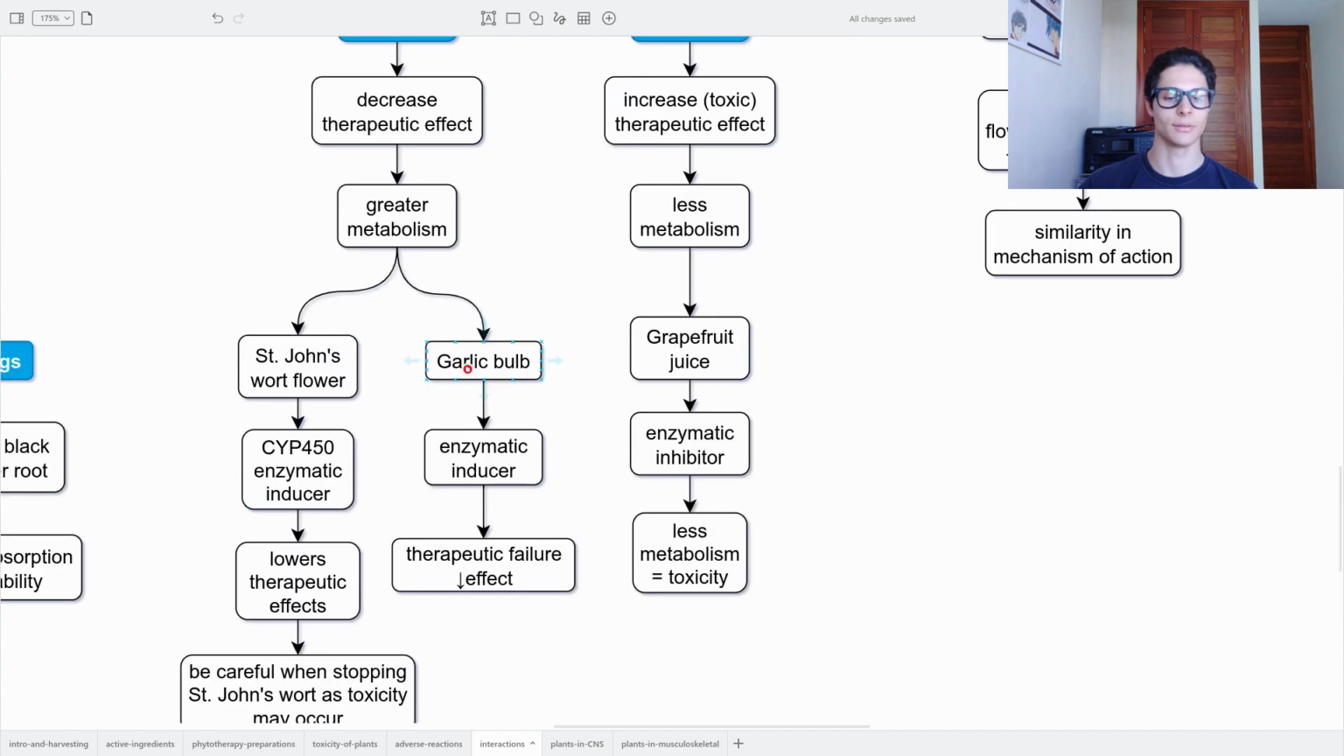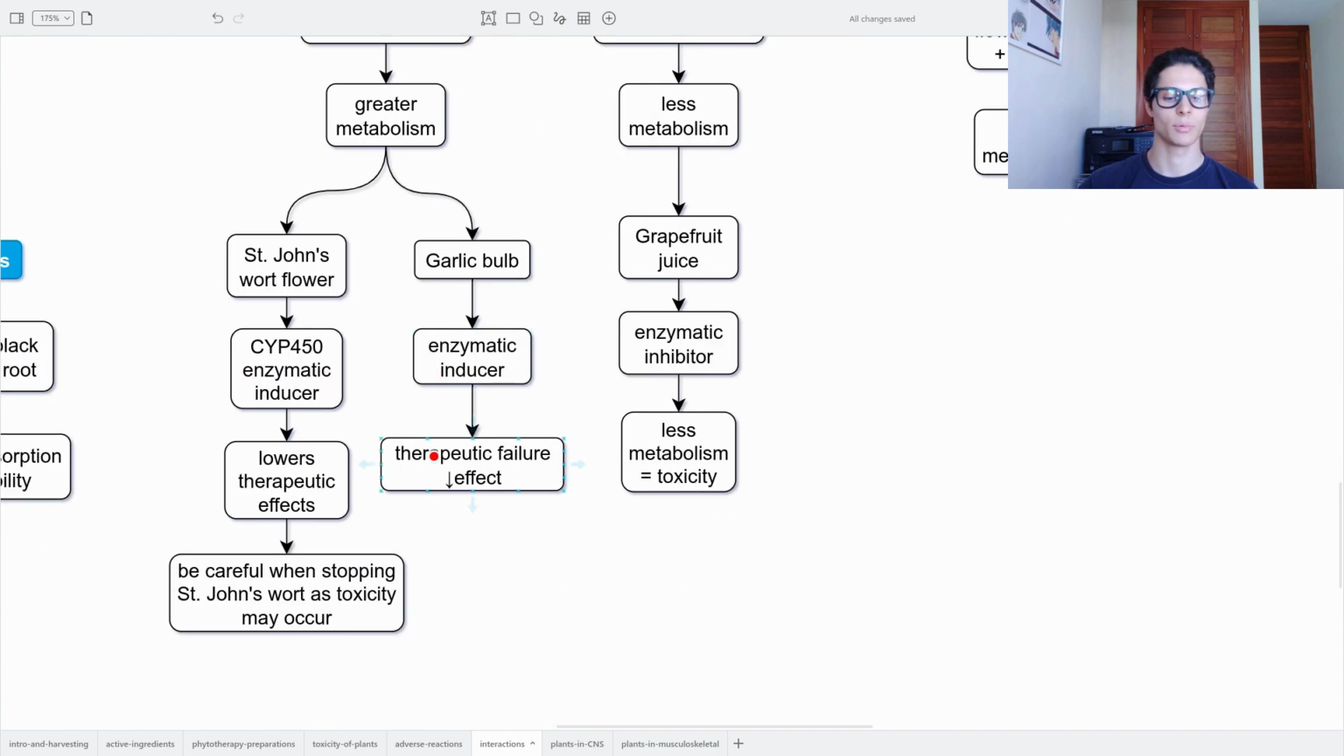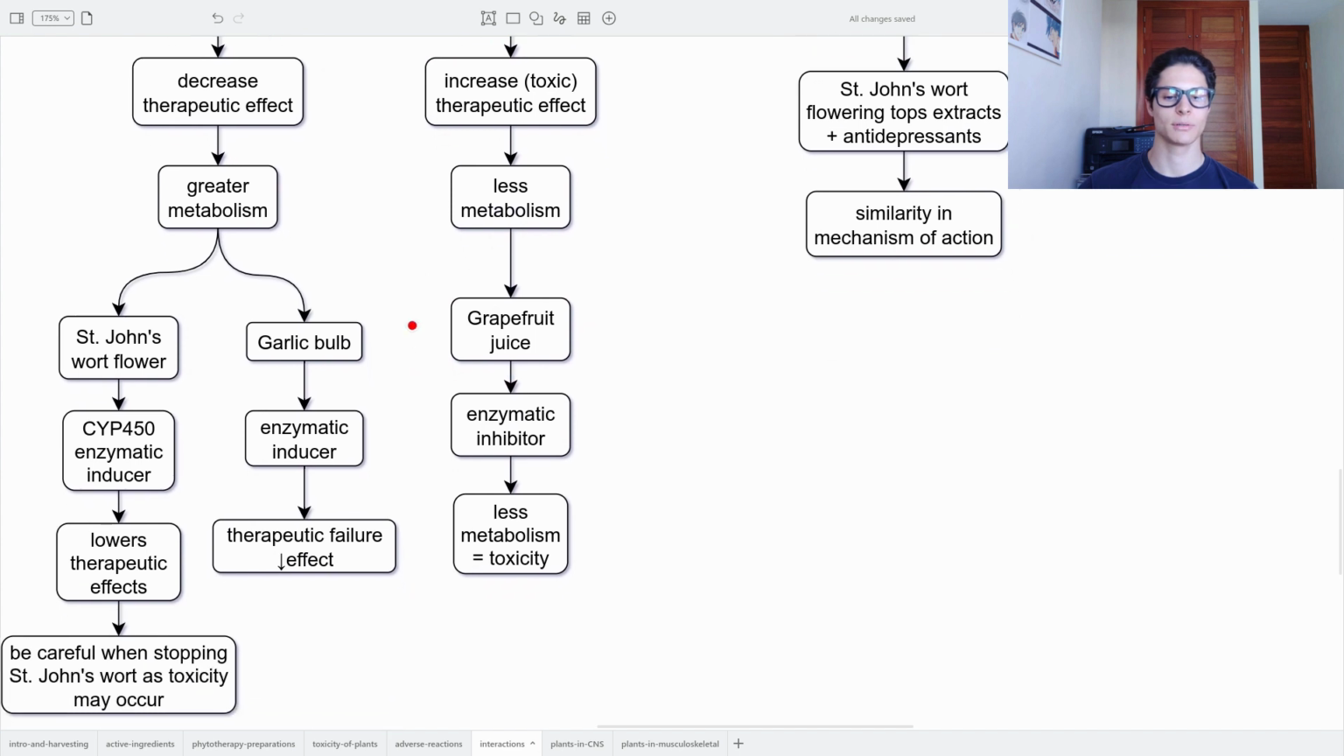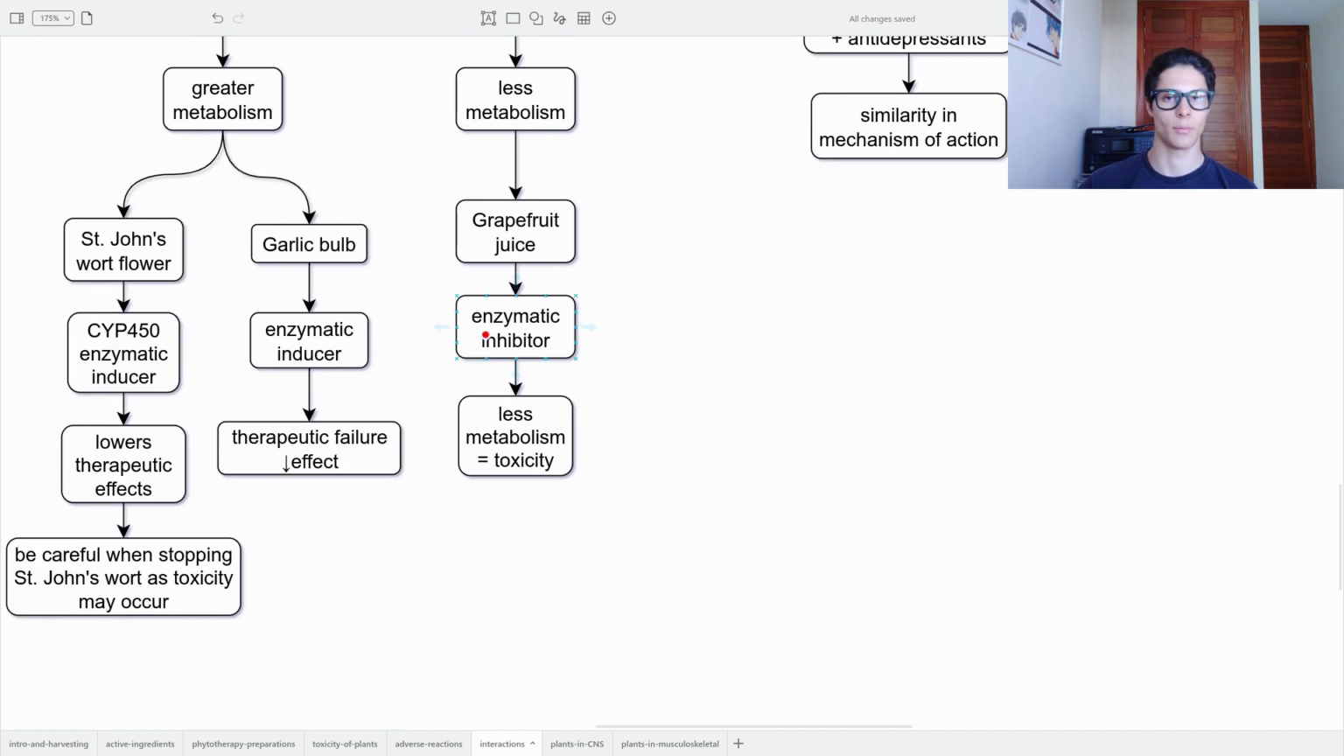And another inducer is the garlic bulb, which will lead to a therapeutic failure because it will lower the effects of many drugs. Enzymatic inhibitors, we mentioned the grapefruit juice. It's one of the main inhibitors of the cytochrome P450. There is less metabolism and therefore higher toxicity.